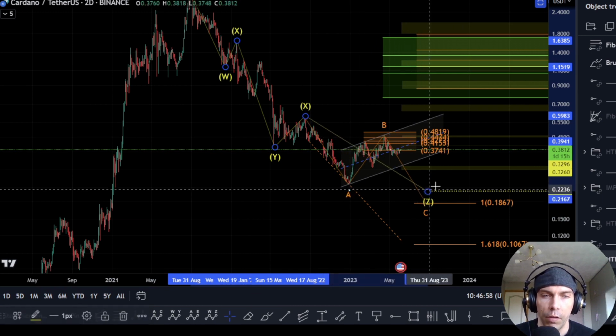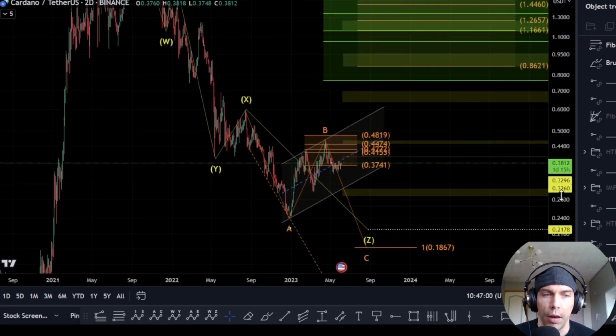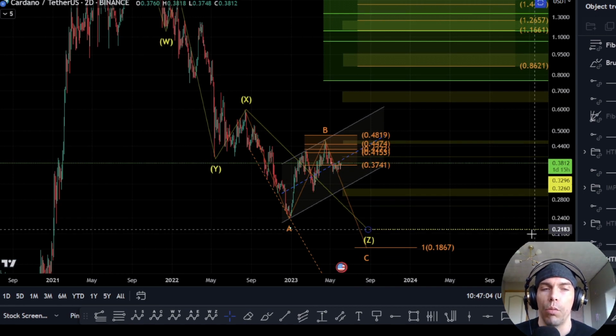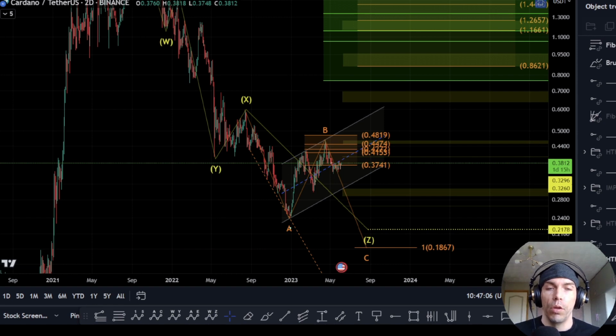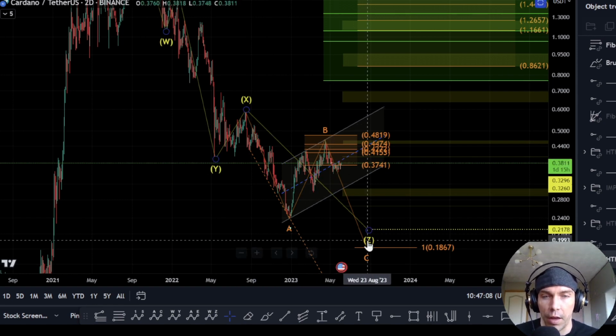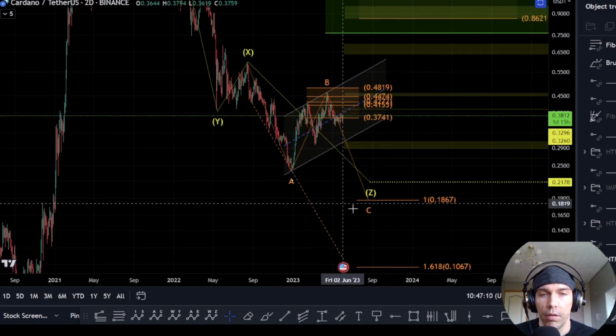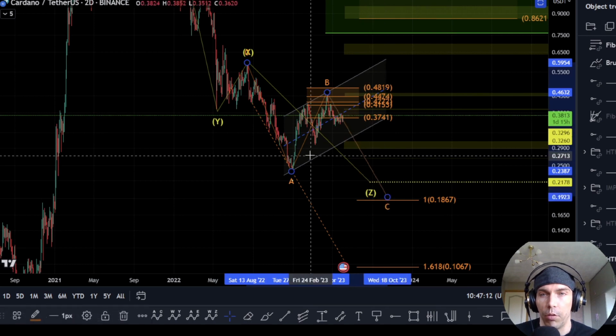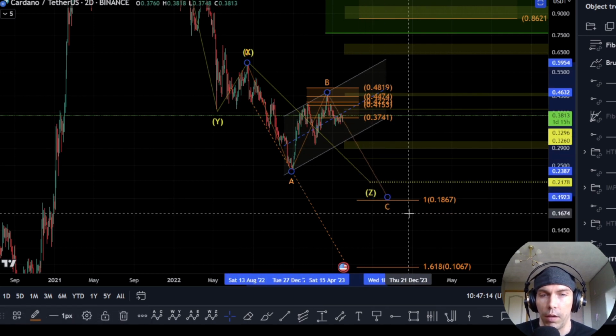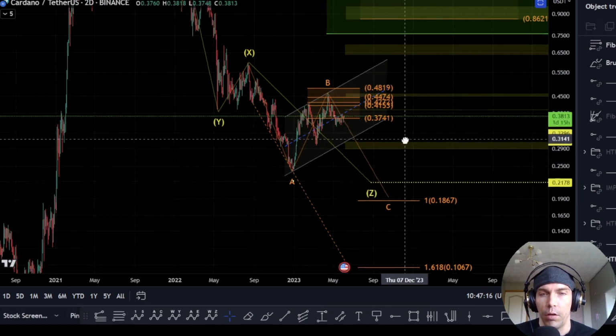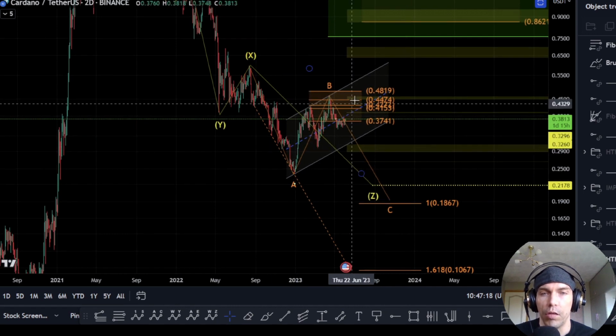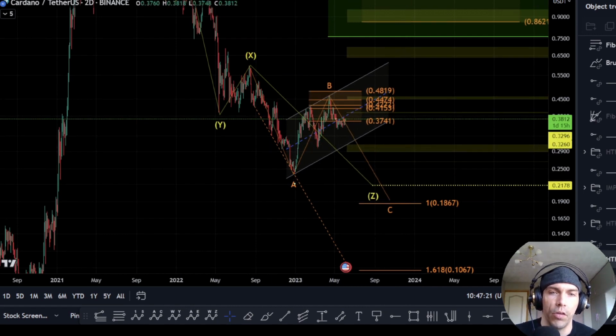Alternatively, if we do see this come down one more time, I would be keeping an eye on this 1-to-1 of this W wave, which would be here at this 2178. A move to that 2178 in this A, B, and C pattern would tie in with this being a bigger corrective move where this is still in the Z wave. So we're going to have to keep an eye on it. If we continue to hold these lows, we can look for the bullish potential here.